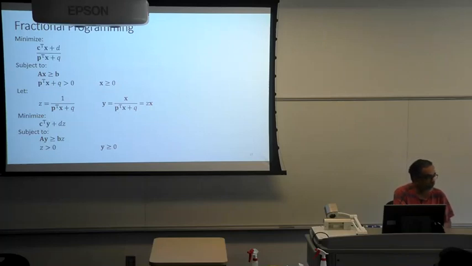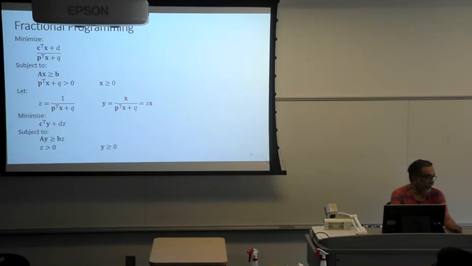So this objective function becomes C transpose Y plus DZ. C transpose Y plus DZ, correct? The denominator part is Z, and Y includes the denominator here. So C transpose X divided by the denominator is this. How do I get to this?